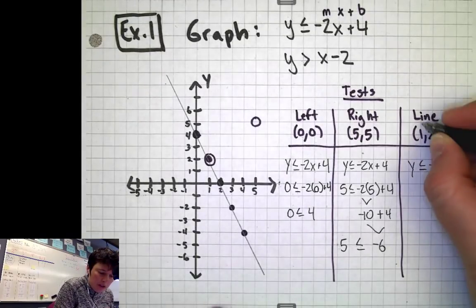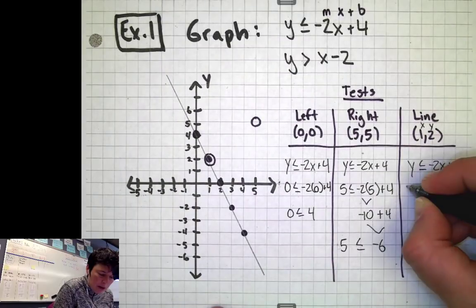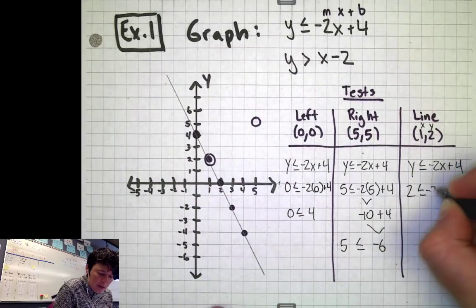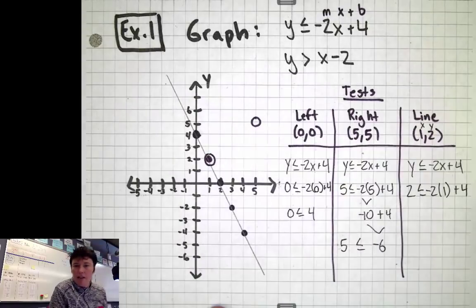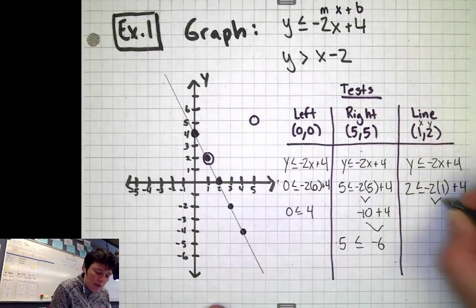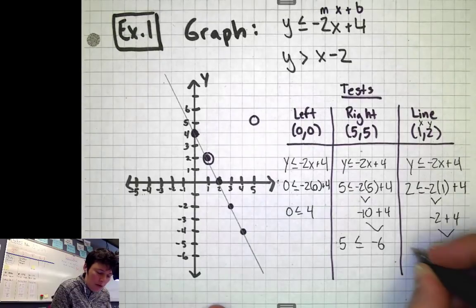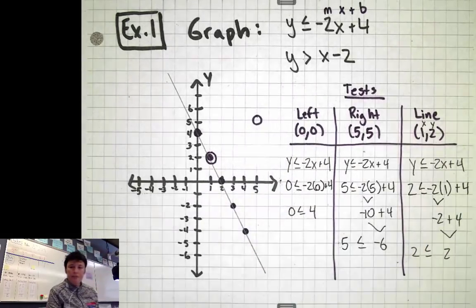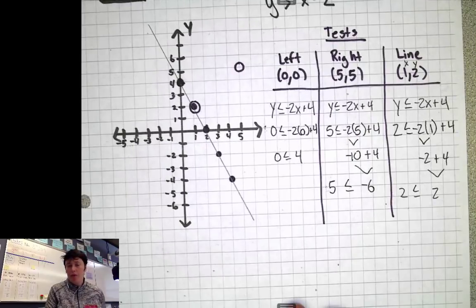And then for 1, 2, let's see, that's your x and y. So y would be 2 and x would be 1. Like I said, I'm kind of going fast on this. Negative 2 times 1 is negative 2, plus 4 would be positive 2. So 2 is less than or equal to 2. Done. We got our math done. So now we have to go through and decide which ones pass, which ones fail.